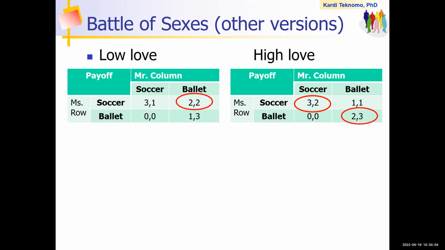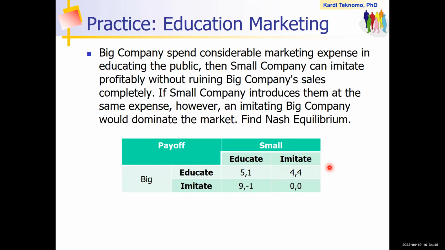Okay, this is another version of Battle of Sexes. The scoring here represents high love or low love, right? So again, the values can be anything. So this is still Battle of Sexes. And the one that I put here is actually the Nash equilibrium. The one a while ago is here.